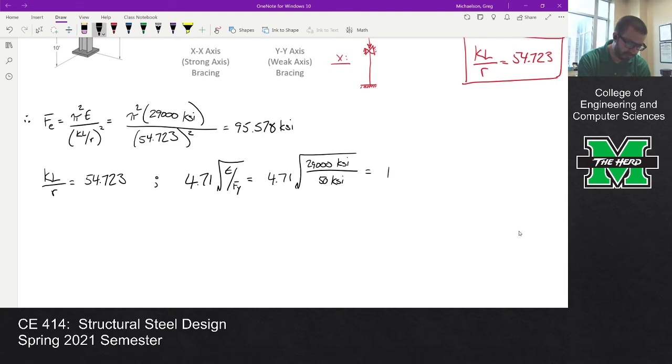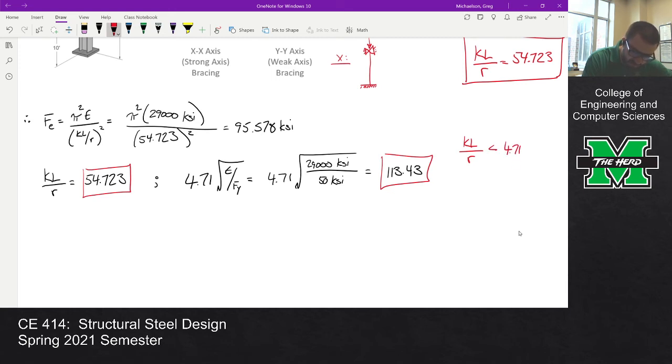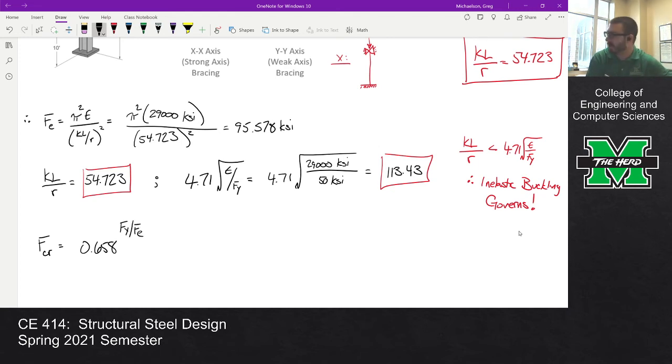So 4.71 times the square root of 29,000 divided by 50, something like 113.43. All right, Mr. Geis, you got the F critical one. That one's all you. So when I compare this to this, I've got KL over R less than 4.71 square root of E over Fy. So that means inelastic buckling governs. And if inelastic buckling governs, then F critical is 0.658 raised to the Fy over Fe. Again, that's an exponent. You're not multiplying by that fraction, times Fy.